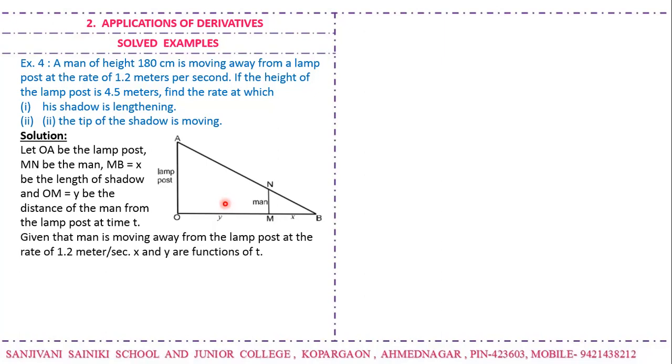Now what is given? The man is moving away from the lamp post at the rate of 1.2 meter per second. x and y are functions of t.